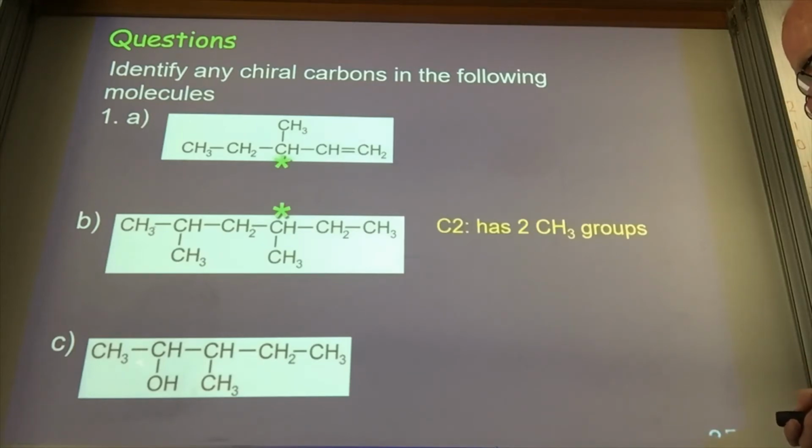This one, what have we got? On carbon number 2 we have got a methyl group, a hydrogen, hydroxyl, and all of this stuff, so that is chiral. What about this one? We've got a hydrogen, a methyl group, we've got an ethyl group on this side, and we've got a hydroxyethyl group on this side, therefore that's chiral too.